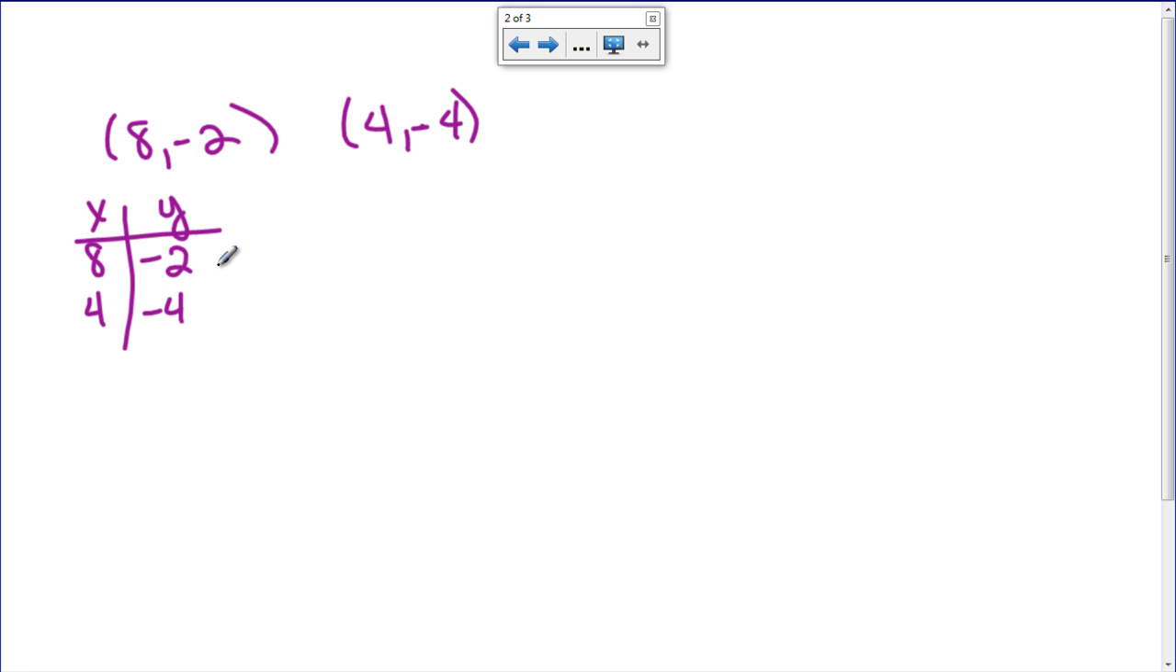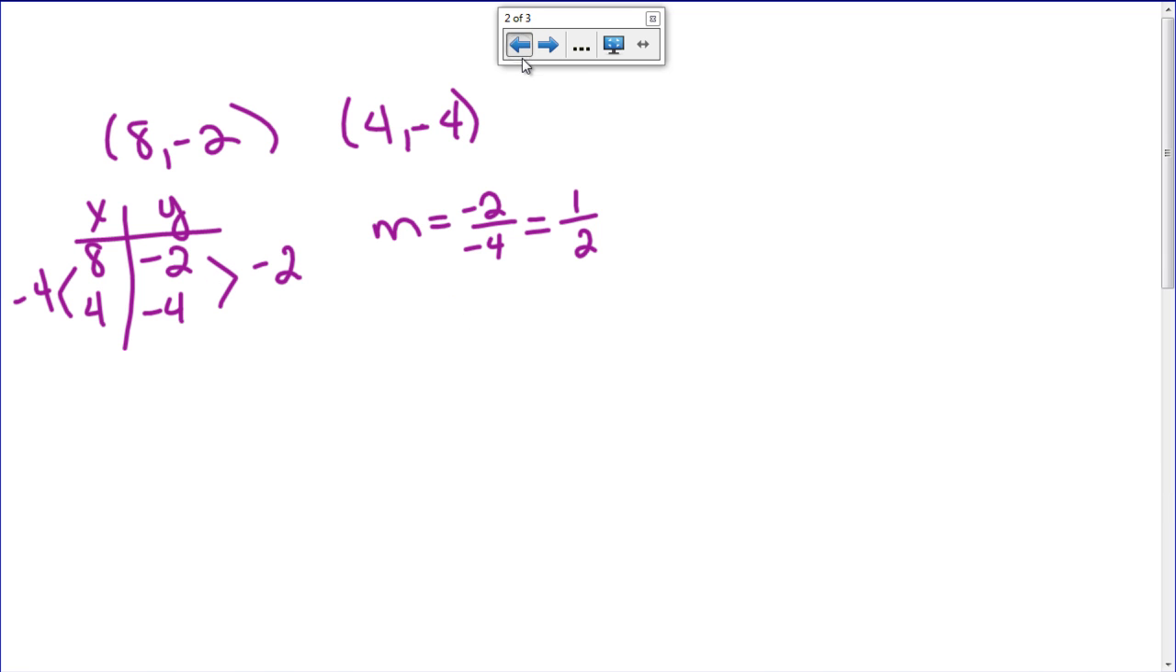Let's find the slope. So the change from here to here is negative 2, and the change from here to here is negative 4 because they are both getting smaller. So my slope becomes negative 2 over negative 4. The negatives will cancel each other, and 2/4 simplifies to 1/2. So there's my slope. So I have a slope of 1/2. Now what I have to do is find my y-intercept. So I don't have it in my table.